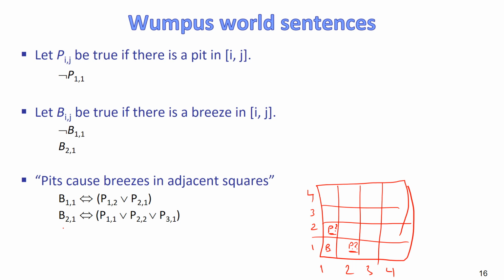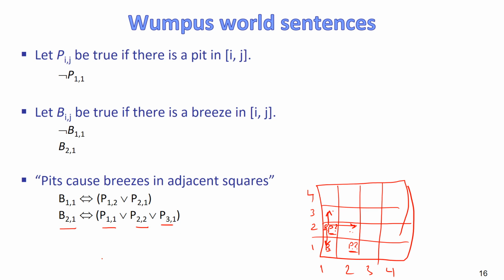Okay, same if we sense the breeze in 21. Okay, so in 21, if we sense the breeze here, then we can have a pit here or here or here, right? So it's P11 or P22, which is this one. This is 11. This is 22, or 31, which is this one.